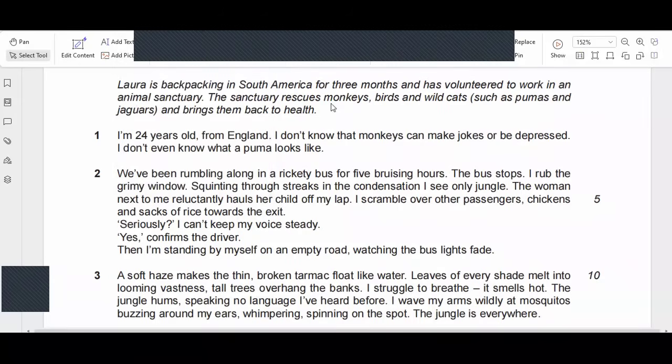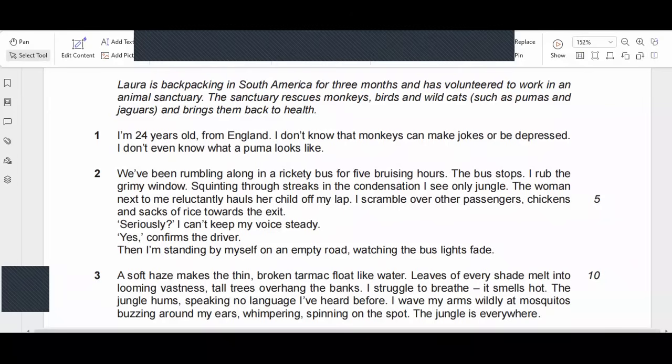The text says, "I'm 24 years old from England. I don't know if monkeys can make jokes or be depressed. I don't even know what a puma looks like." So the narrator is basically describing herself: she is 24 years old and comes from the UK, England. She has never realized that some clever animals can play tricks on each other, even on humans, or feel very sad, just like humans sometimes.